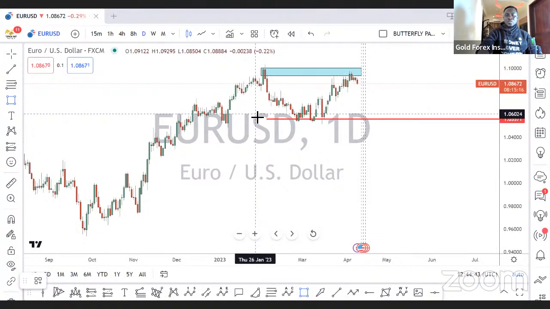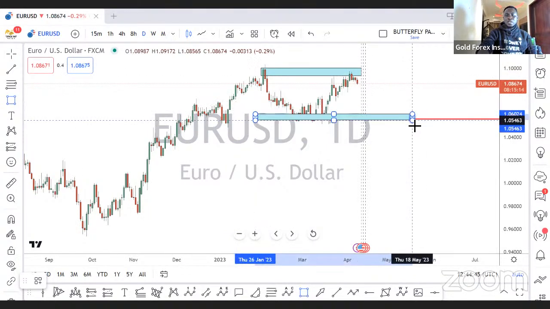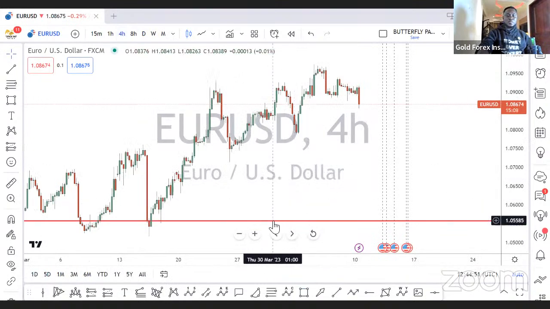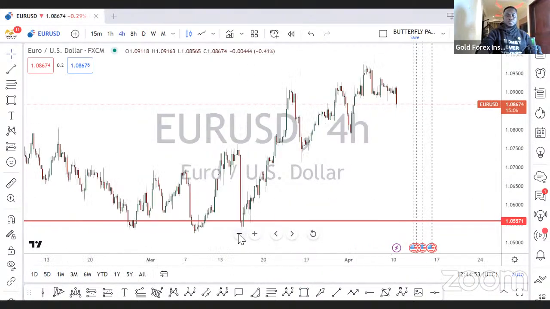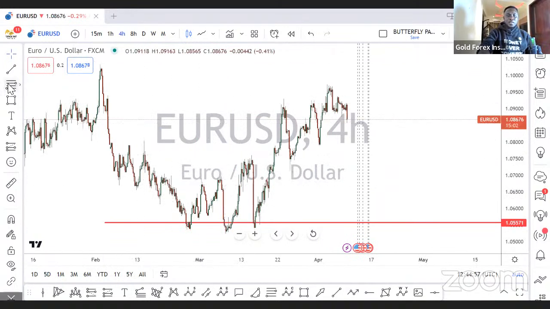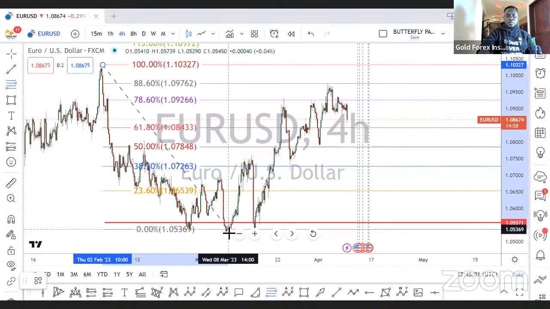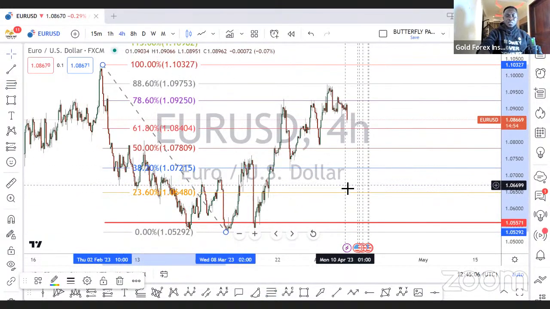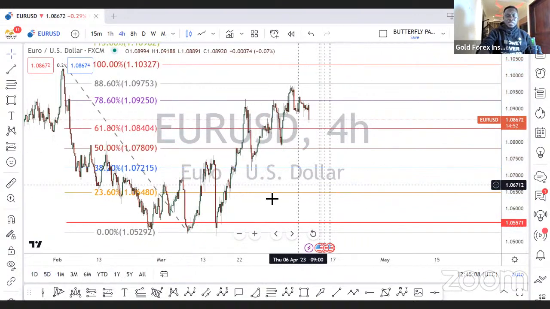So I'm expecting Euro USD to sell all the way to the downside. Now, what's scary? Let's go to the 4-hour and see what is happening. Okay. Now, we had a harmonic pattern. This is on the 38. So the closest harmonic pattern is 88.